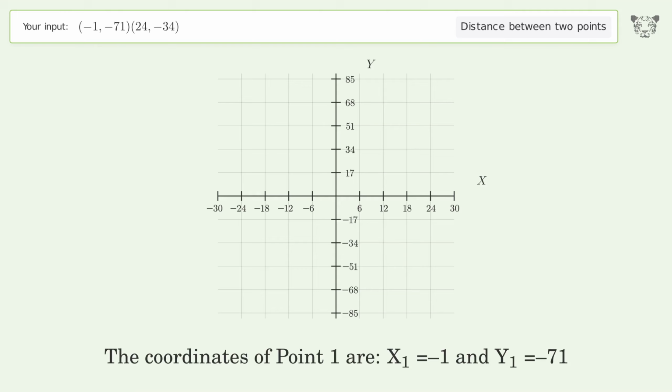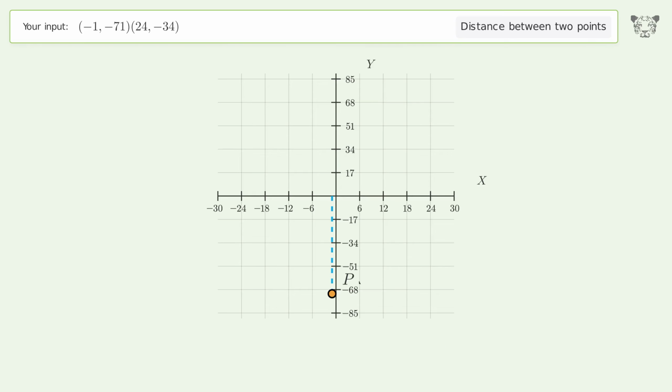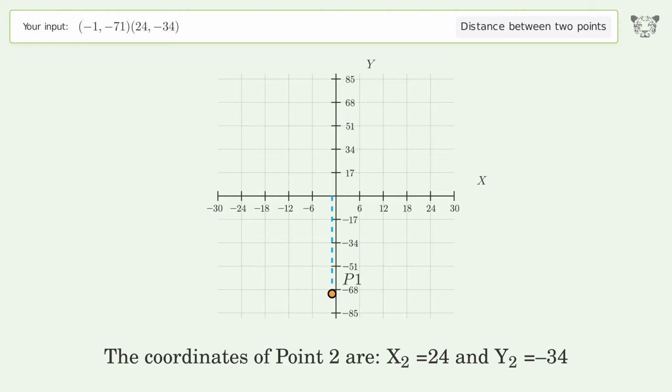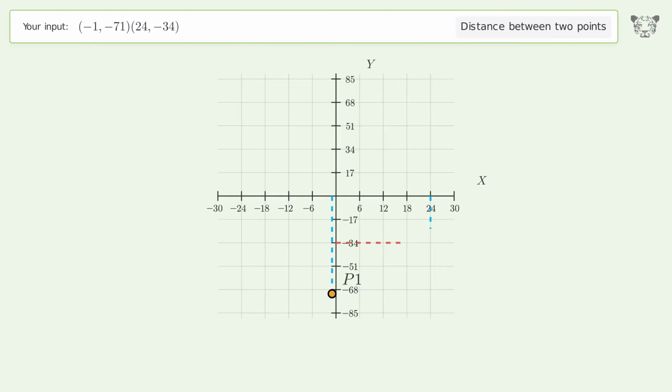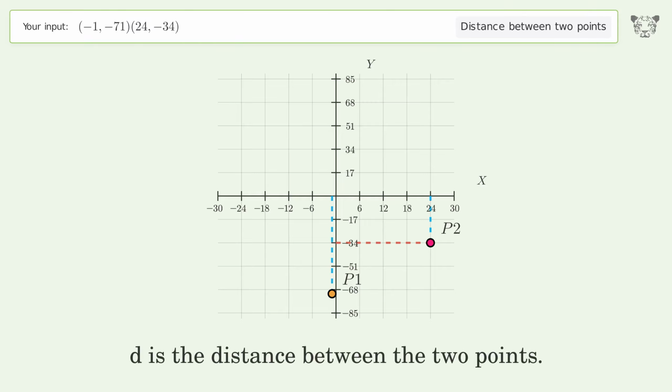The coordinates of point 1 are x1 equals -1 and y1 equals -71. The coordinates of point 2 are x2 equals 24 and y2 equals -34. D is the distance between the 2 points.